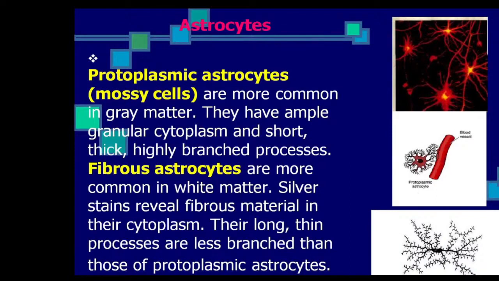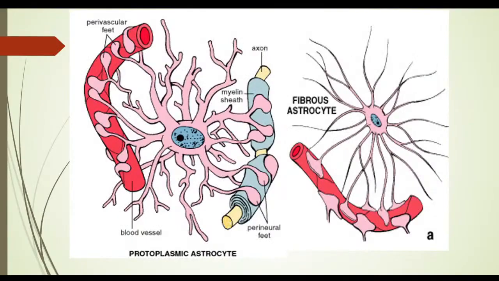We can classify them into protoplasmic astrocytes, or mossy cells, and fibrous astrocytes. Protoplasmic astrocytes have ample granular cytoplasm and short, thick, highly branching processes. Fibrous astrocytes are more common in white matter; silver stains reveal fibrous material in their cytoplasm. Their long, thin processes are less branched than those of protoplasmic astrocytes. From another side, we have compared fibrous astrocytes and protoplasmic astrocytes.